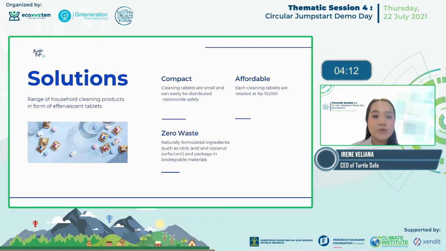Turtle Safe provides a range of household cleaning products, from hand soap and dishwashing to toilet cleaner, in the form of effervescent tablets. Our cleaning tablets are compact and small. They can be delivered easily nationwide. They're affordable. Each tablet costs 10,000 rupiah and also produces no waste. It is formulated with natural ingredients such as coconut surfactant and packaged with biodegradable material.